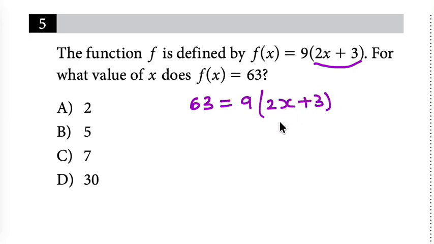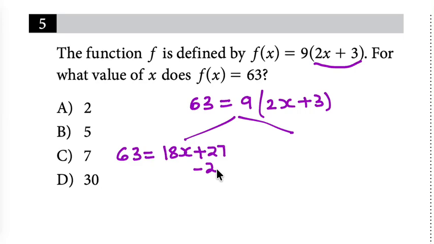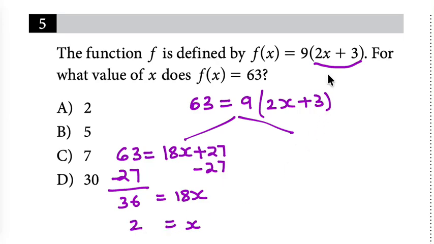Now here I want to solve this question with two methods. The first method is to apply the distributive property first, right? So 63 is equal to 9 2s are 18x plus 9 3s are 27. Subtracting 27 on both sides, this is 36 is equal to 18x. Now dividing by 18 on both sides, 36 by 18 is 2. So x is equal to 2.